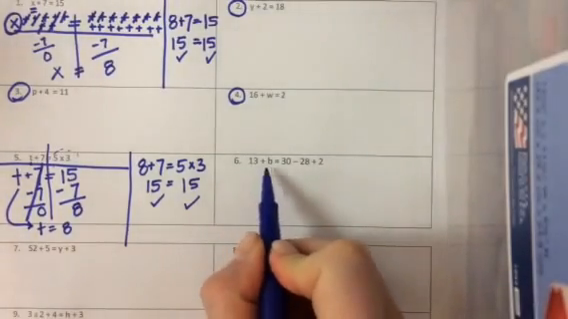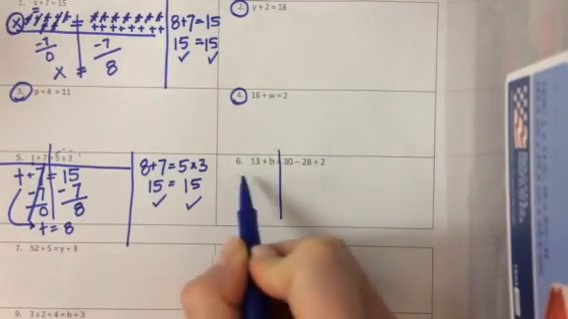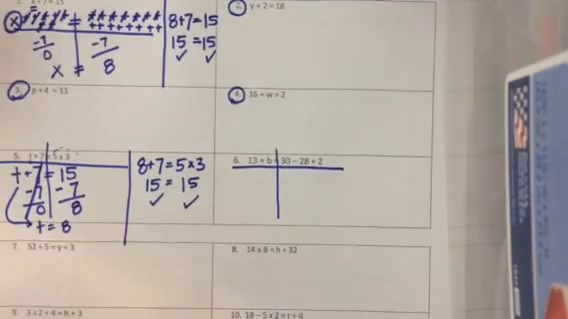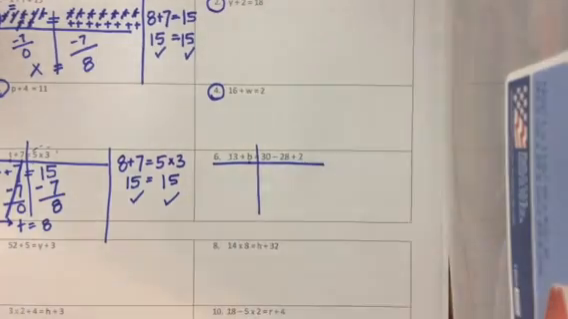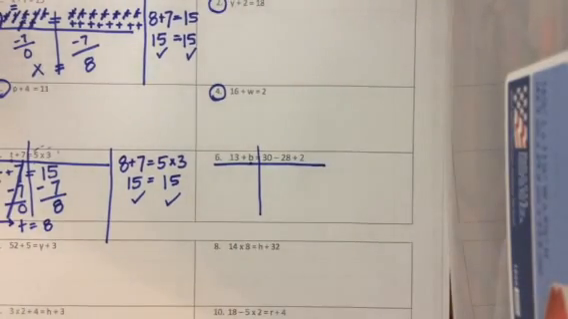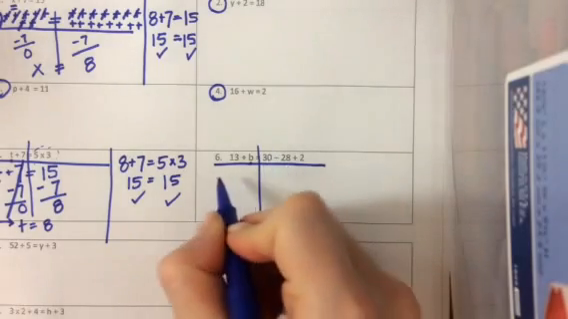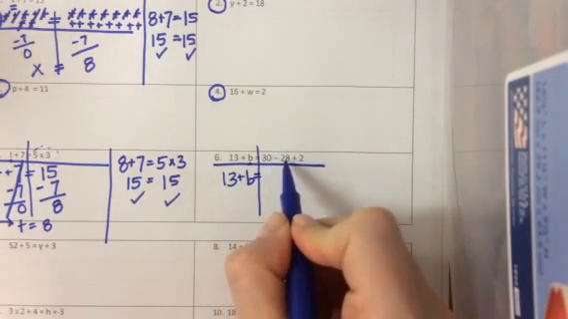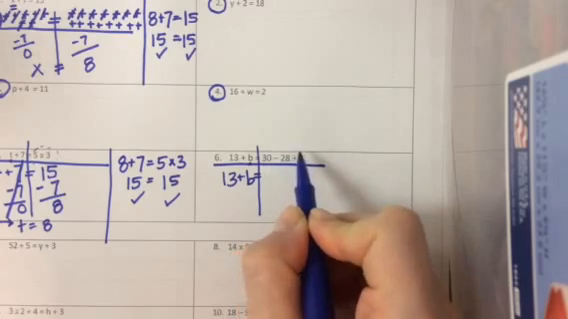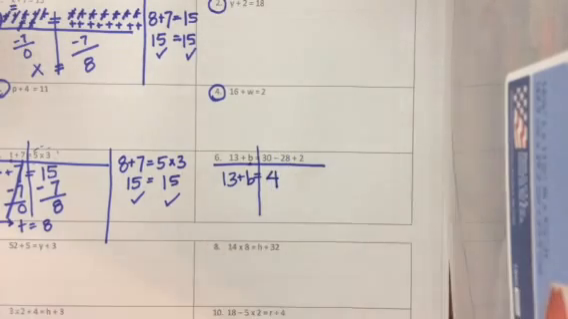So I have 13 plus b equals 30 minus 28 plus 2. So again, I'm not going to want to use all those plus signs. I don't want to draw 30 plus signs. So let me just say, okay, I'm going to need to get b by itself to reveal its identity. But first, let me do this math over here. I have 13 plus b equals 30 minus 28 is 2, plus 2 equals 4.